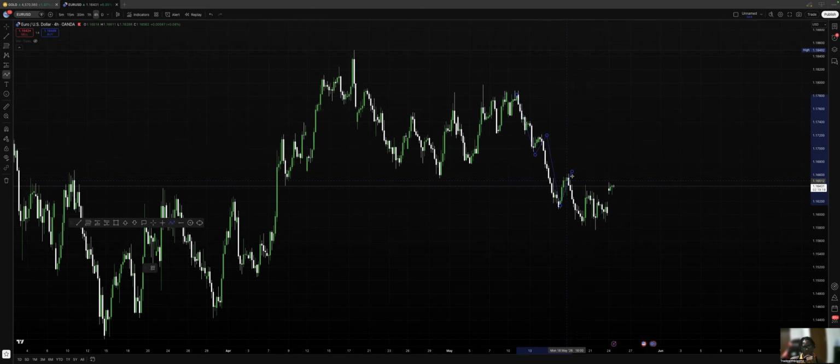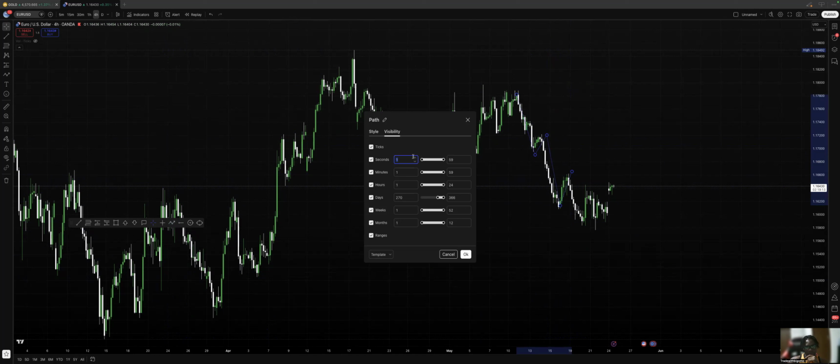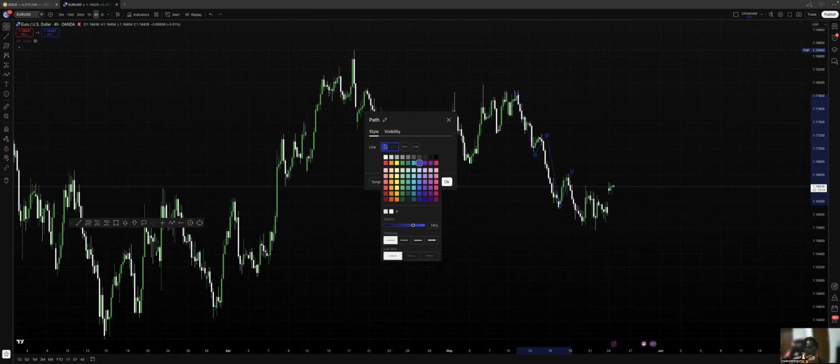Let me change this pattern color so you guys can see it very well. Something like red. Yeah, you guys can see it very well.